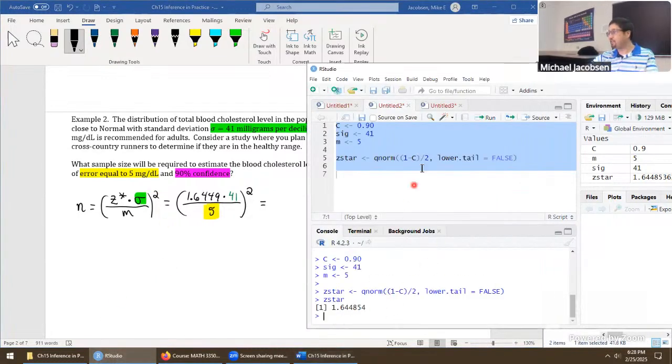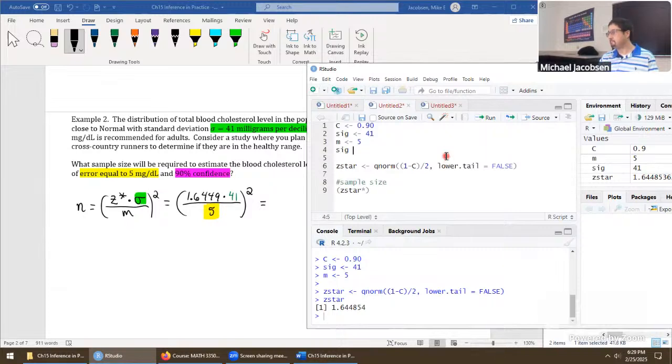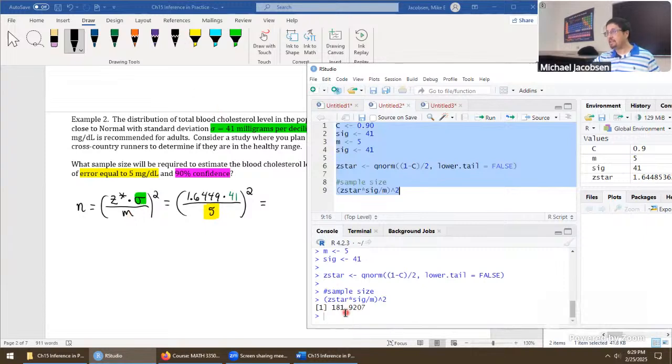We could retype this all into the calculator below, or honestly, it's not a bad idea just to say sample size is going to be this structure. Or let's put it in this way. Z star that we've defined times, we never specified sigma, so let's just throw it in. Sigma was 41. So z star times sigma divide by margin of error m raised to power 2 gives us, run the whole thing, sample size at 181.9207.